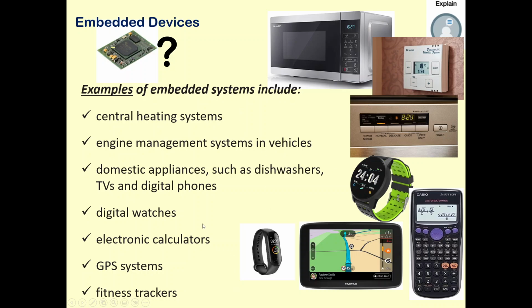Examples there you can see include electronic calculators, GPS, digital watches, central heating systems. Anything with a computer built into another device is an example of an embedded system.